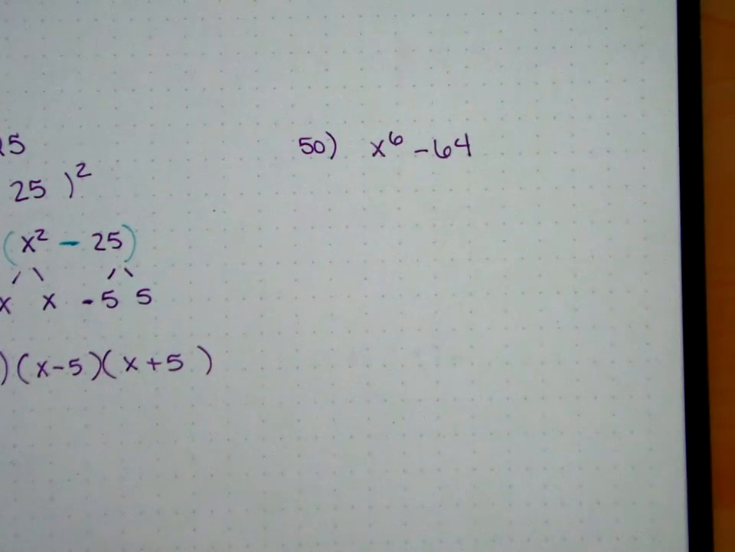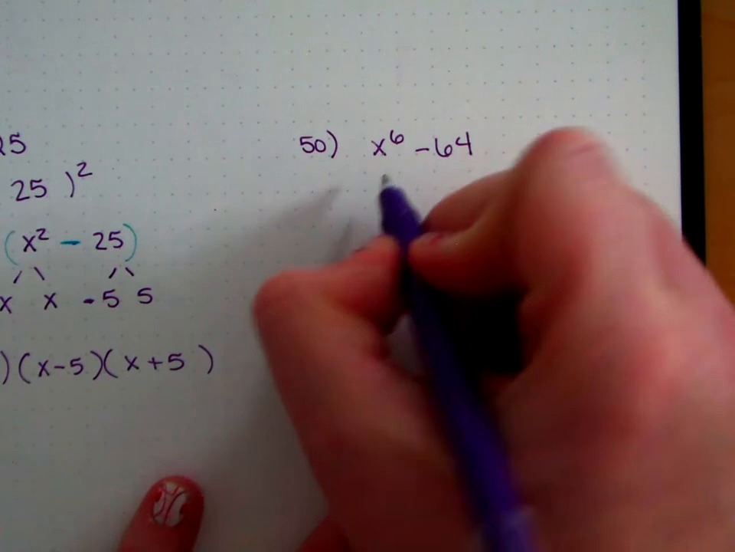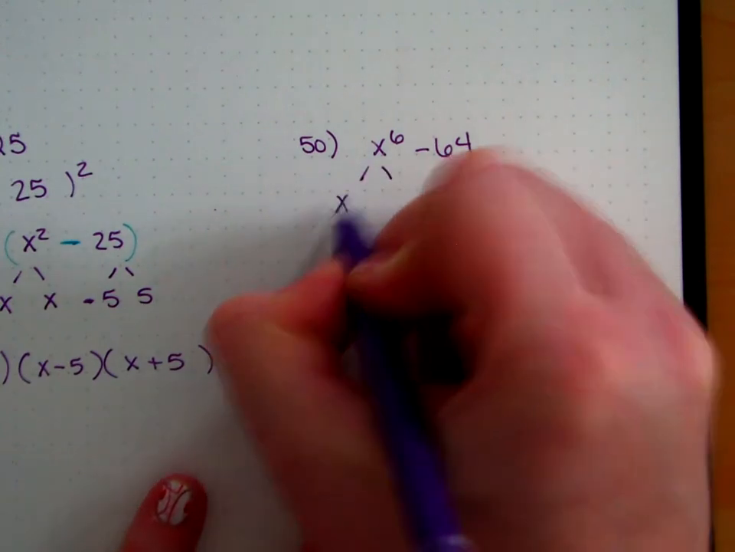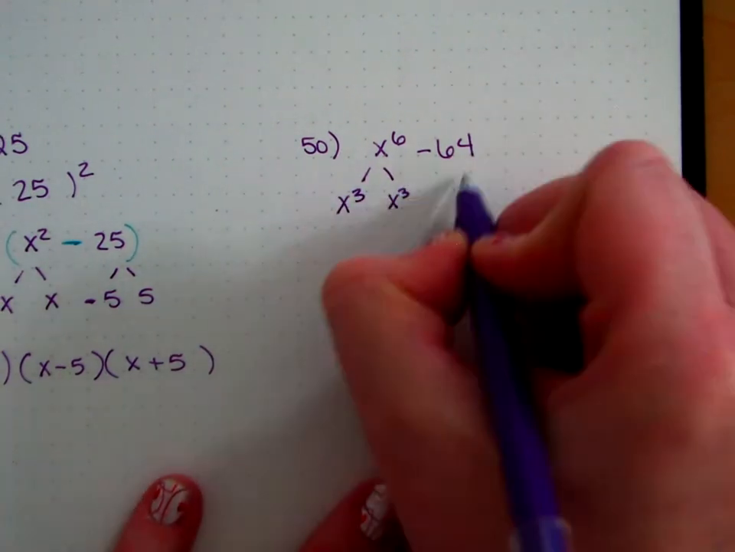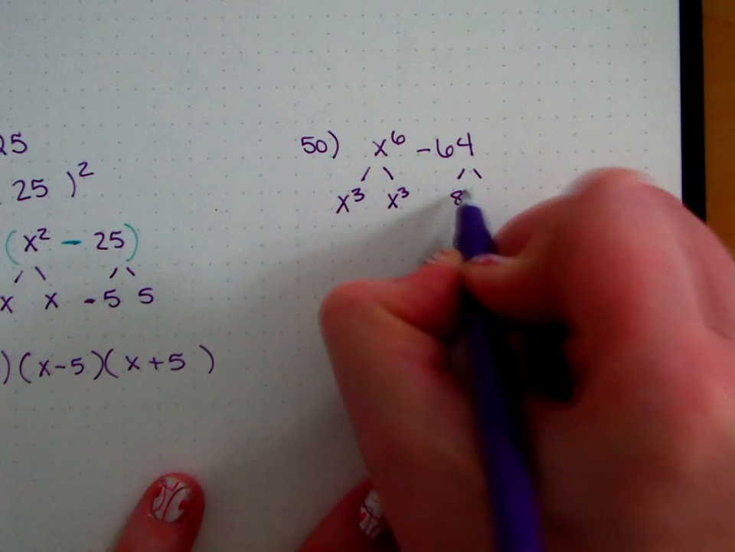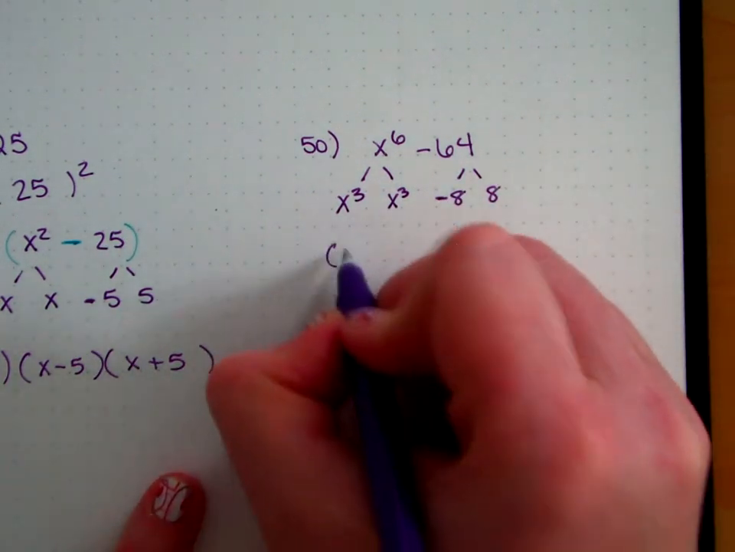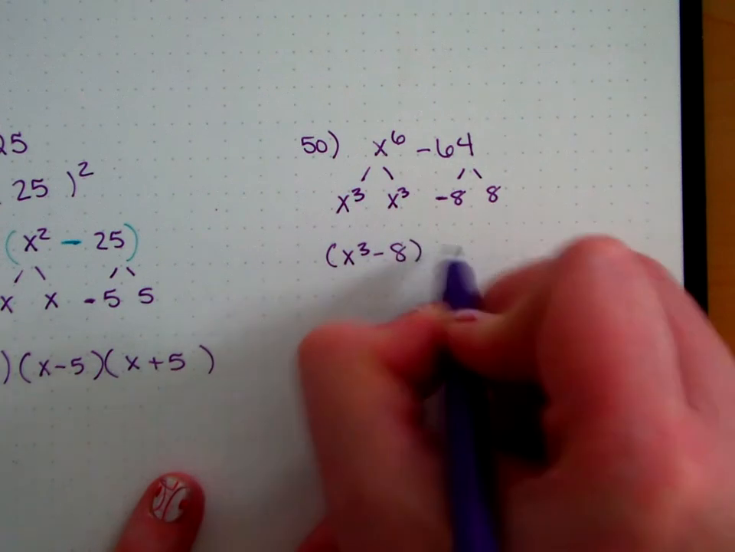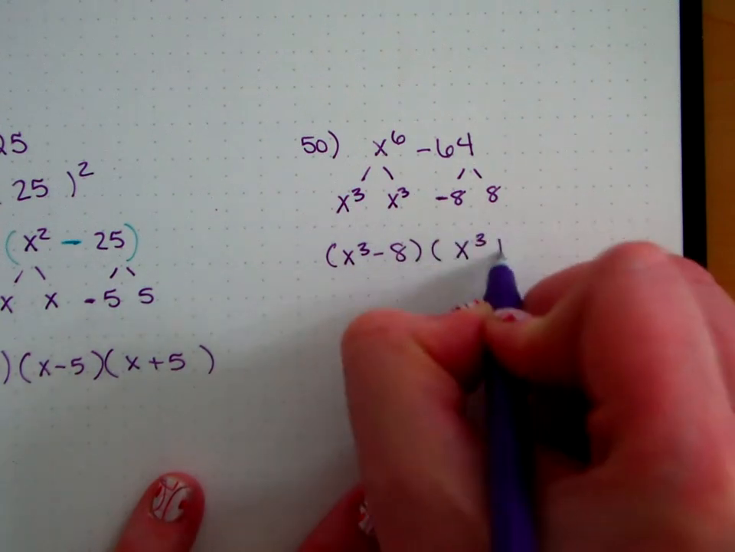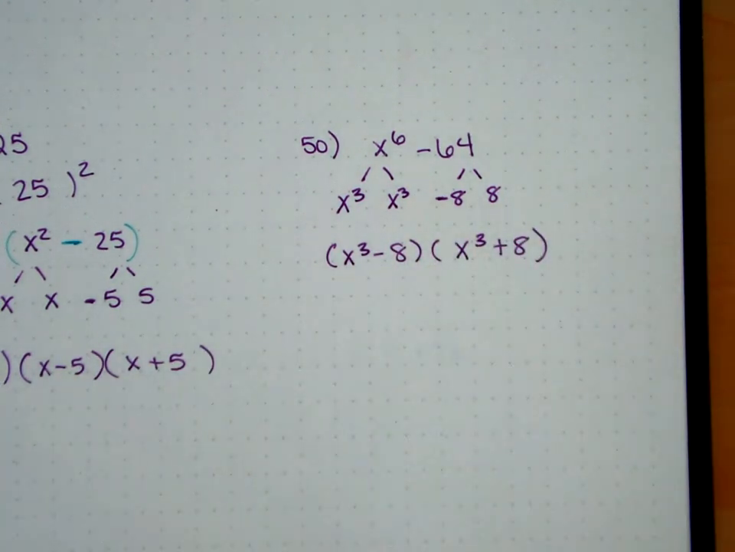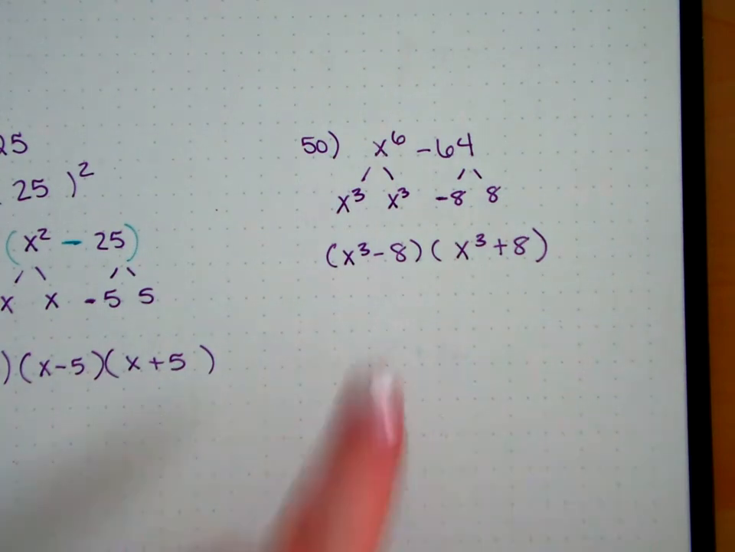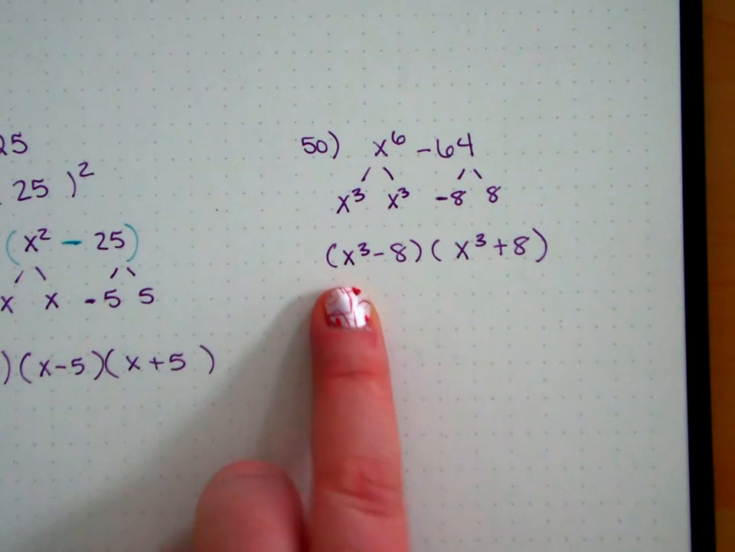All right, last but not least, let's do number 50. Number 50 is two perfect squares. This is x cubed, this is 8 and 8. One of these needs to be negative. So this first group is going to be x cubed minus 8. This second group is going to be x cubed plus 8. Now, it would be awesome if we were done right here because, math-wise, that'd be amazing, but we're not.